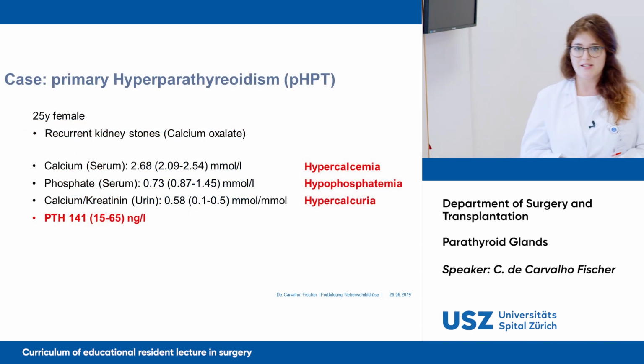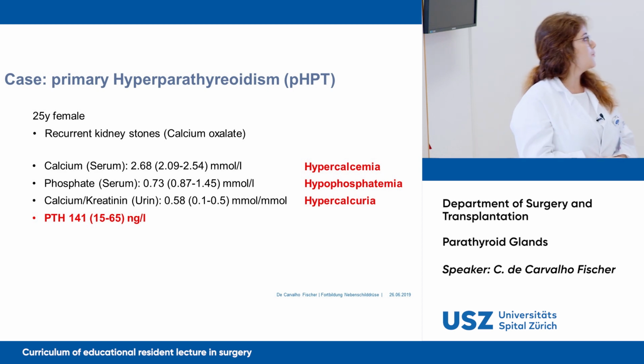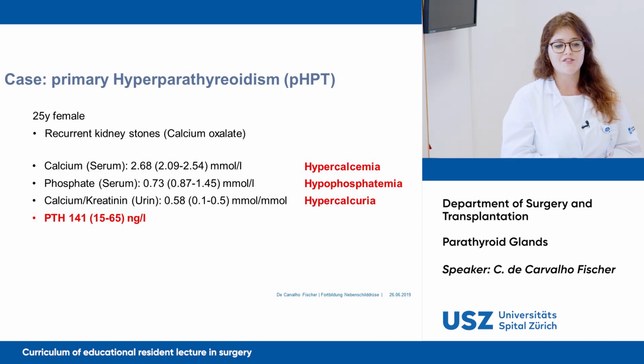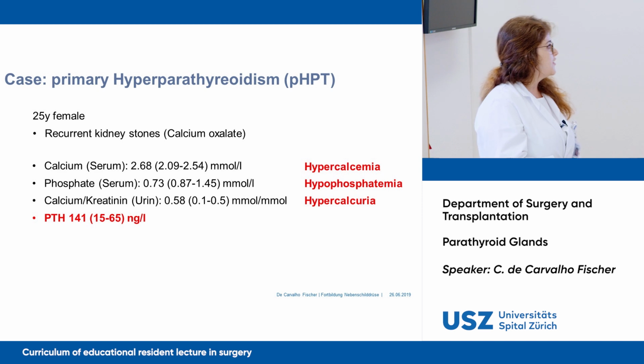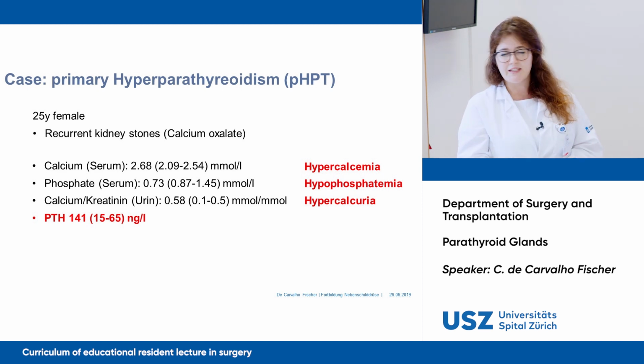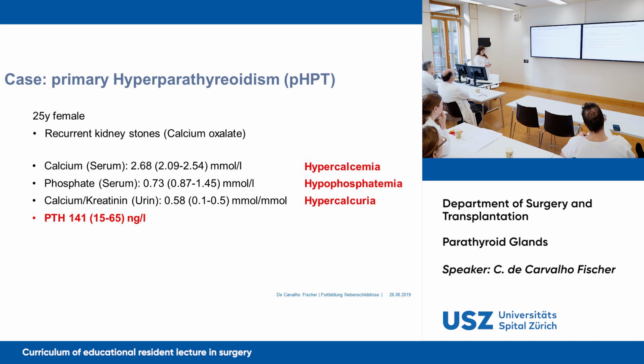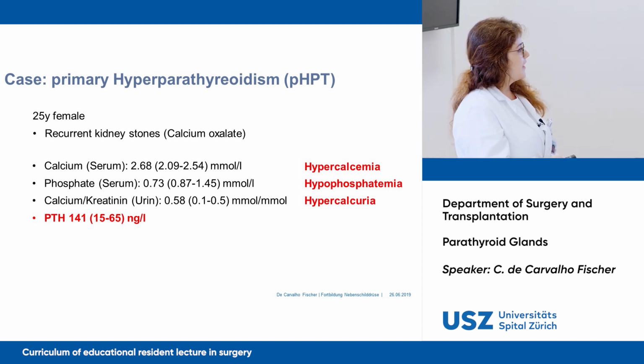Okay, so at this point, I'd like to present a case of a 25-year-old woman with recurrent kidney stones. She did not have bone or joint pain, did not suffer from fractures of any kind. She didn't have abdominal pain. She did suffer from fatigue. And when she first presented, these were her lab values. She had increased calcium, hypercalcemia, hypophosphatemia, and hypercalciuria. So these three should sound relatively familiar by now. Our patient also had elevated parathyroid hormone levels of 141 nanograms per liter, the normal range being 15 to 65.